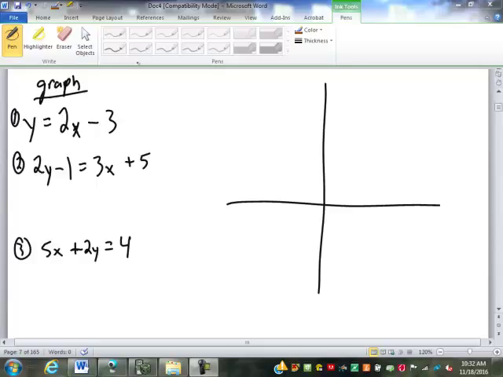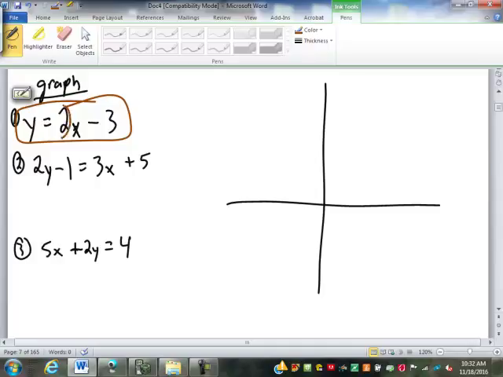Okay, so let's take a look and see how much you remember from last week. This first one up here, we go to graph it. Of course, looking at all these, we can see that all three of them are lines. We go to graph that first one. Where would we start?